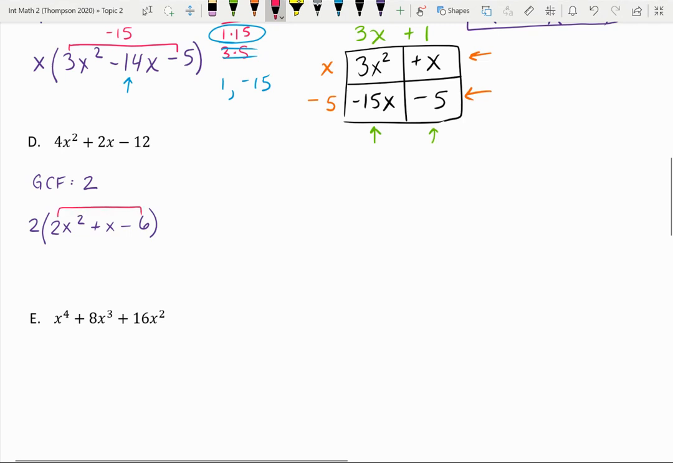The next step is to look for the product sum. So I need two numbers that have a product of negative 12 and a sum of, there's not a number in front of this x, so I just need a sum of 1.